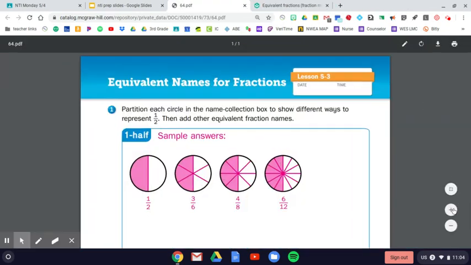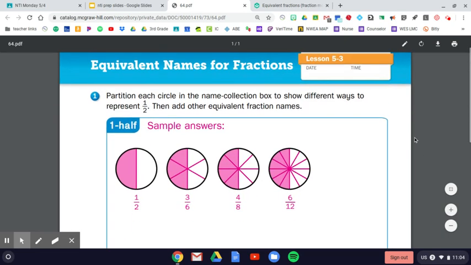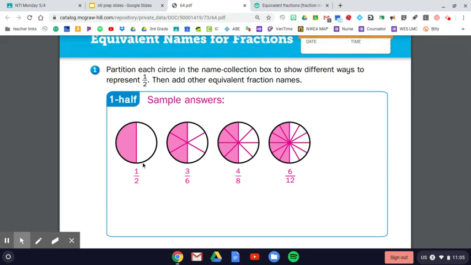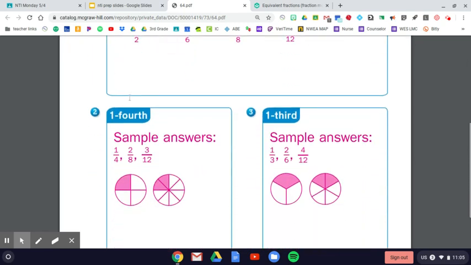This is a name collection box, and this is just some examples of some equivalent fractions. The name up top is fractions that are the same as or equivalent to 1/2, so they drew 1/2 in this box. And they also showed that you can take the same whole circle and divide it up into different ways, and you'll get different fractions, but they are equal to the same amount shaded in. 1/2, 3/6, 4/8, 6/12. They all divide the circle differently, but they color in the same amount. These are all equivalent to 1/2.